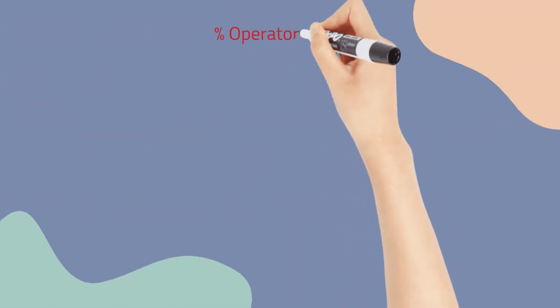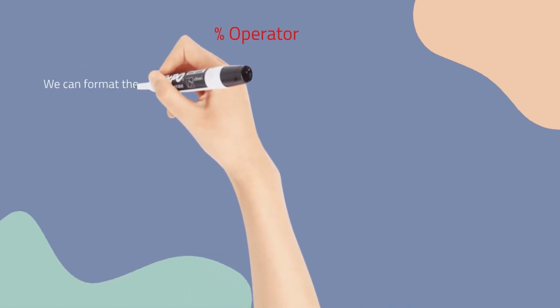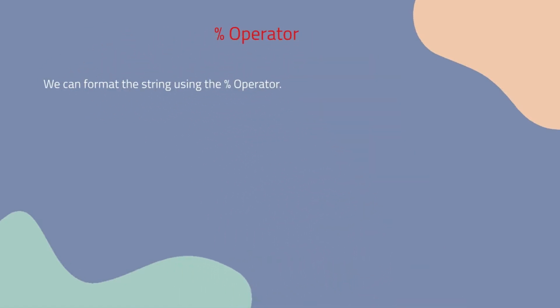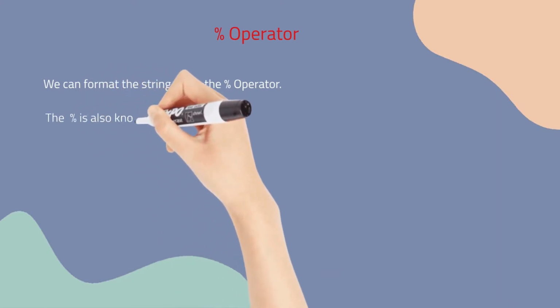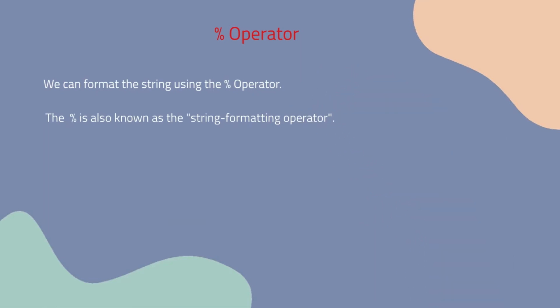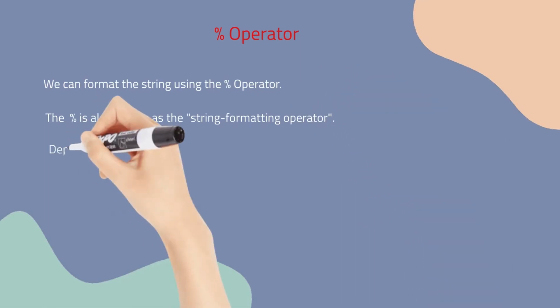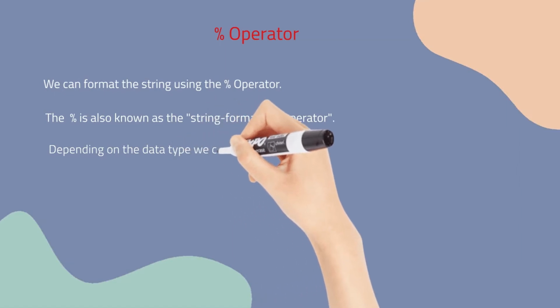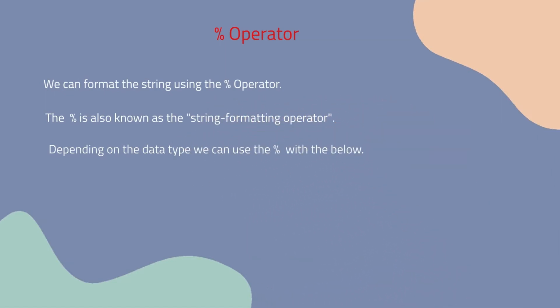Formatting with the % operator. The % operator can also be used to format the strings. The % is also known as the string formatting operator. Depending on the data type of the string that we want to replace, we can use the below literals with the % operator.